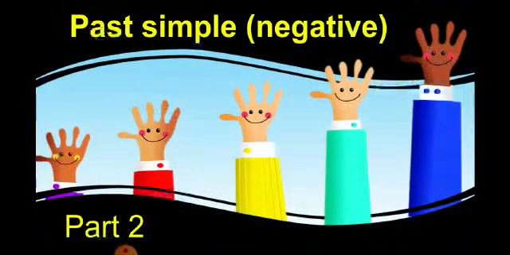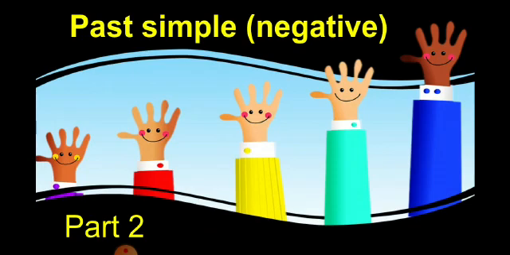Past Simple Tense Negative Part 2. In part 1, or in the previous lesson, we have talked about the past simple tense in affirmative state. And we have said that we use the past simple tense to talk about an event that started and completed in the past time. قلنا أنه يمكن استخدام زمن الماضي البسيط للتعبير عن أحداث حصلت بدأت وانتهت في زمن الماضي.